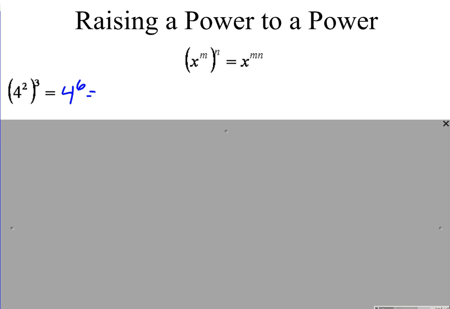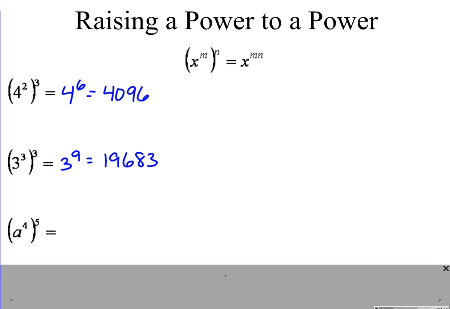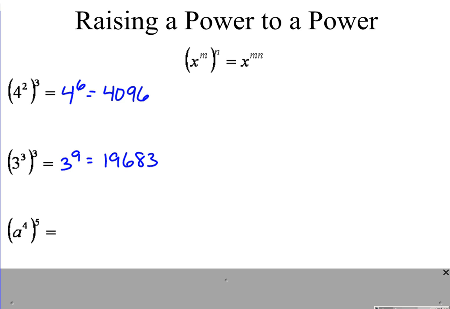4 to the 6th power is 4,096. 3 cubed raised to the 3rd power is the same as 3 to the 9th power, and 3 to the 9th power is 19,683. A to the 4th, all raised to the 5th, multiply 4 times 5. That means that is a to the 20th power.